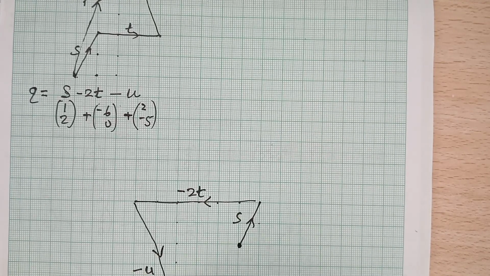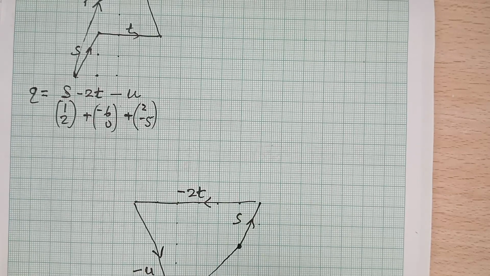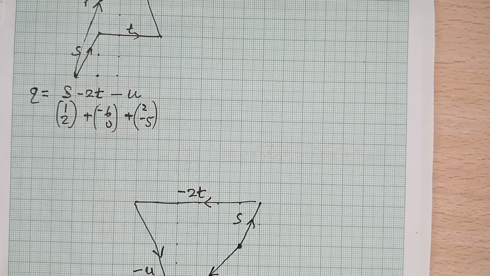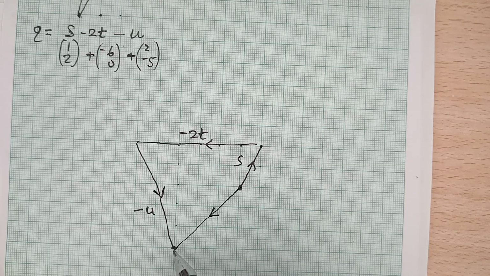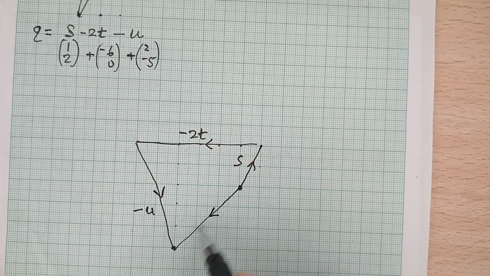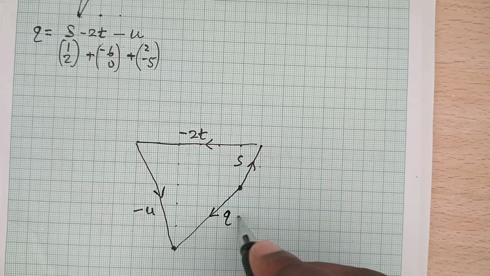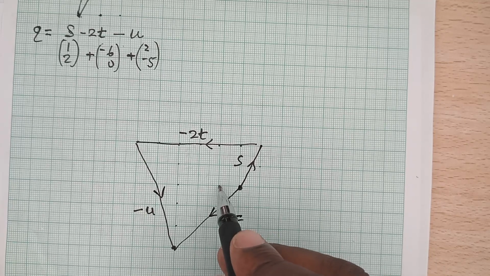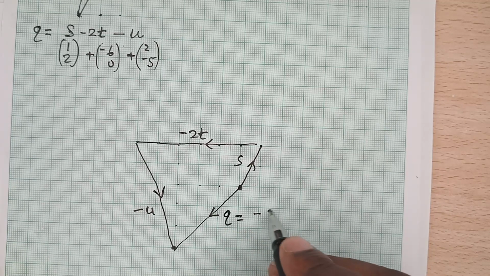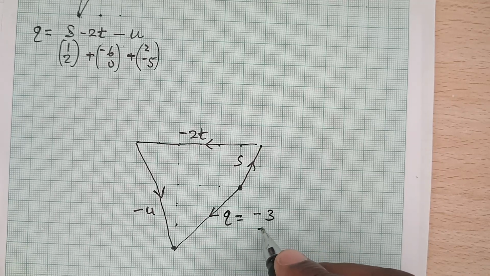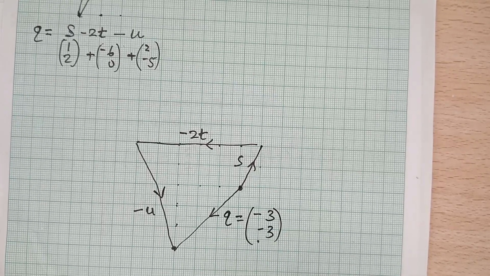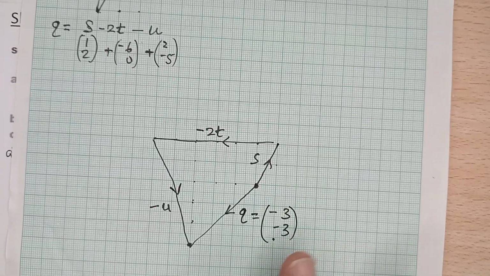The starting point is here, and the terminal point is there. We just connect the 2 points, and this is our resultant vector, which is vector q, which is equal to 1, 2, 3, minus 3, then down 1, 2, 3, another minus 3, and that is it.